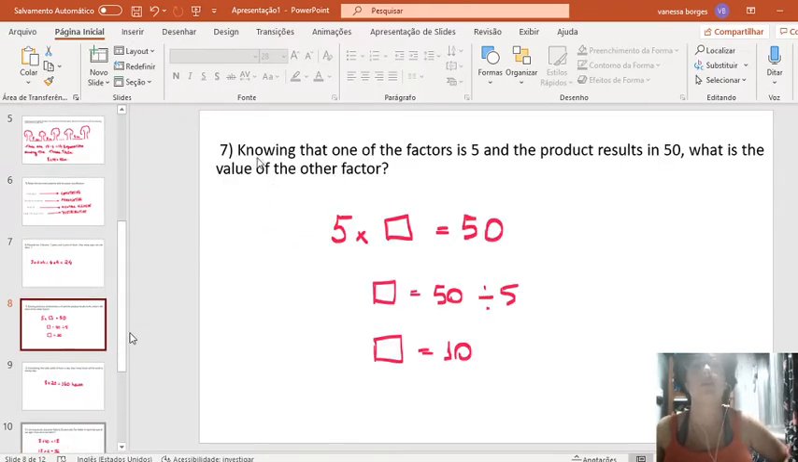Question 7. Knowing that one of the factors is 5 and the product results in 50, what is the value of the other factor? So let's say that the first factor is 5, the second I don't know, I call this a square, and the result or product is 50. To know the value of the square, I just have to divide. I have to make 50 divided by 5, and this gives me 10, right?